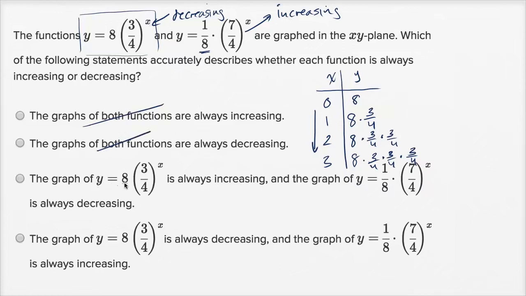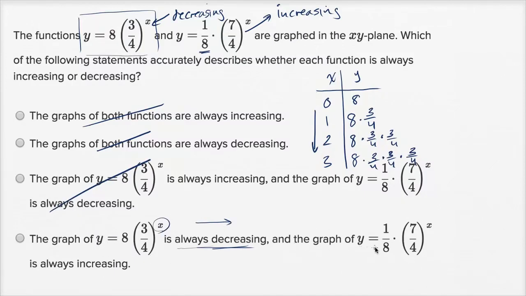The graph of y is equal to 8 times 3/4 to the x is always increasing. Nope, that one's decreasing. The graph of y is equal to 8 times 3/4 to the x is always decreasing. That's right. As x increases, as you move to the right on the x-axis, your y value is going to get smaller and smaller and smaller.